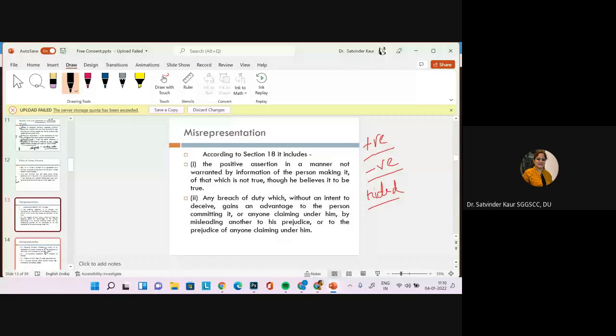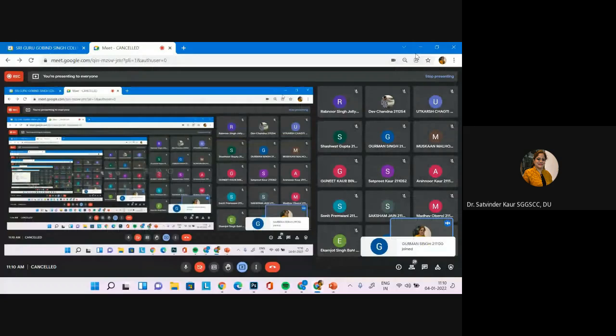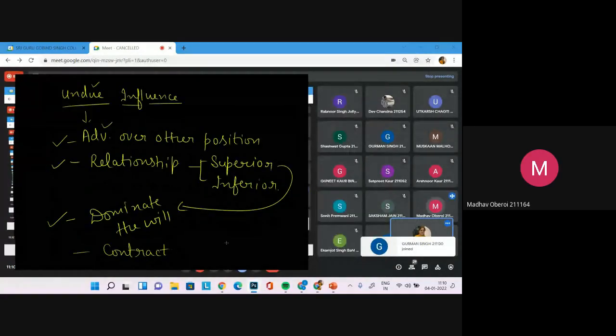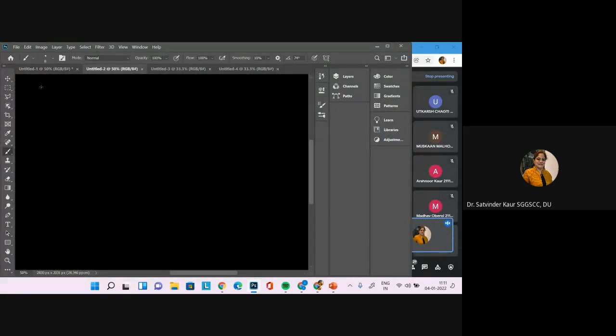Now, can anyone discuss the difference between coercion and undue influence? Let us discuss this together. So let's take the points of difference. The very first point, let's take the meaning or definition. If we write meaning, it can be open-ended. If we write definition, you need to go by more or less near around the definition only. So anyone?